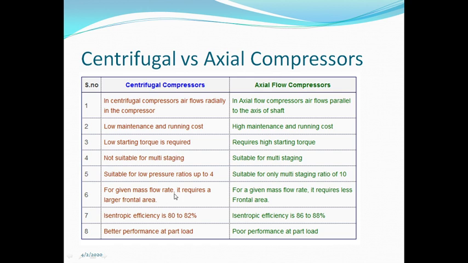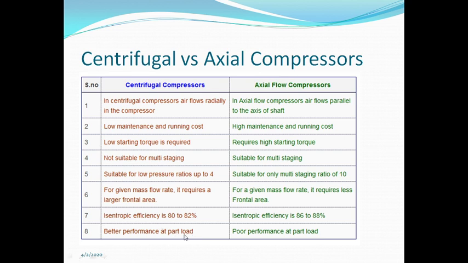It's a huge pressure ratio we go for with the axial flow compressors. Another thing, as you have seen already in the last slide, centrifugal compressors require more frontal area. It's radial. So air enters axially and leaves radially. So it requires more frontal area compared to the axial flow compressors. Here, efficiency is 80 to 82%, whereas the axial flow is more compared to the centrifugal. And the other beauty of the centrifugal compressor is that the performance at part load is really good here. But whereas in the axial flow compressors, it is comparatively poor.